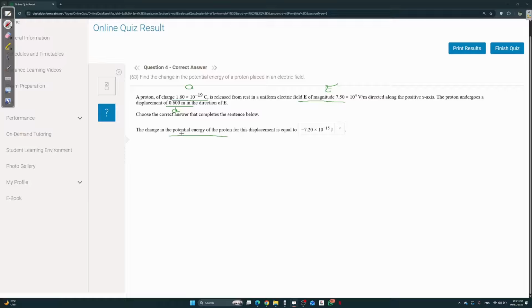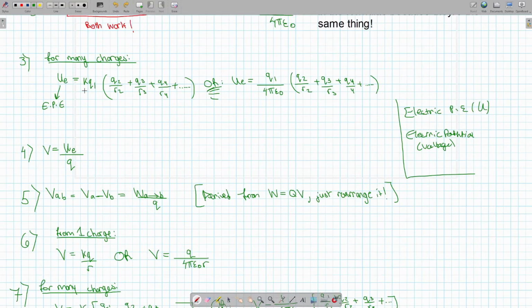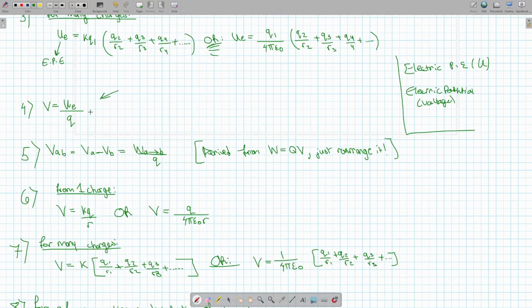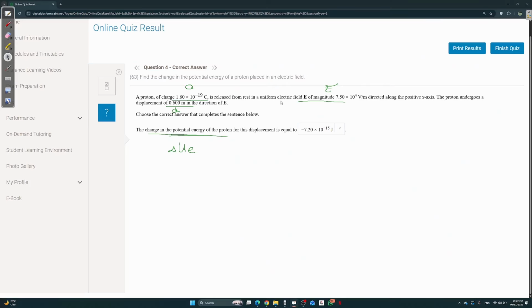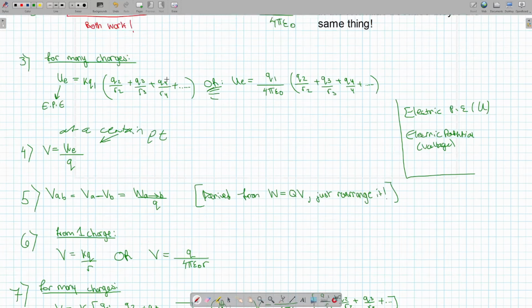Alright, so they want the change in the potential energy of the proton, so they want delta U electric. Now what formula do we know for delta U? Always remember this one here, delta U. Don't use this, because this is at a certain point. But we're moving. When you're moving, you can't use that. We're going to use which one?